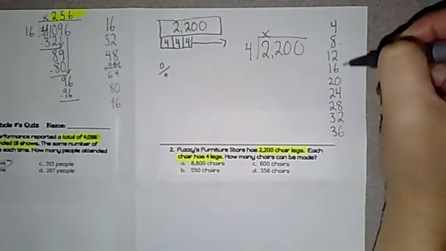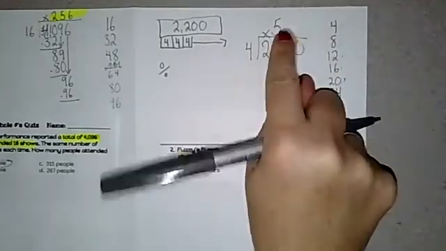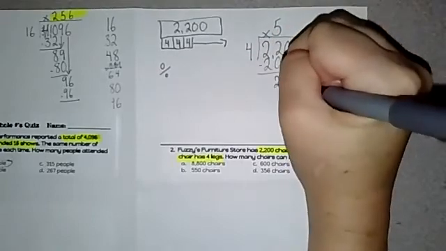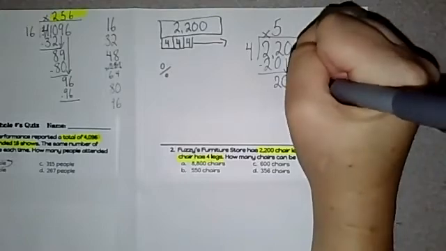1, 2, 3, 4, 5. Good. Put your 5 up here. 5 times 4 is 20. When you subtract, you get a 2.